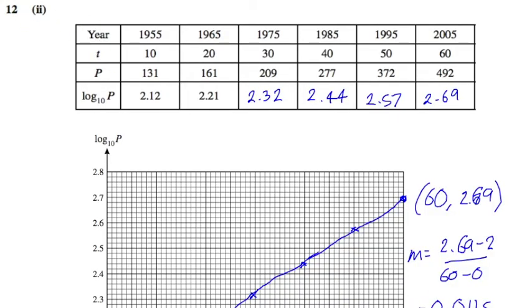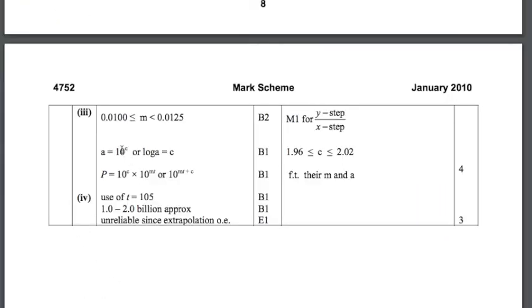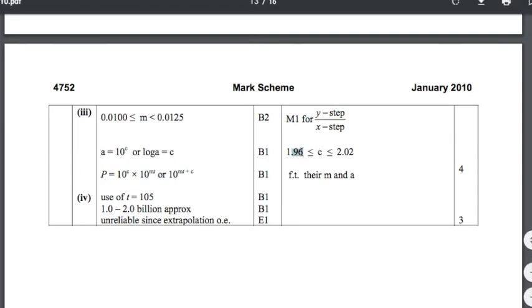So what do they want? They allow a value of c anything from 1.96 up to 2.02, so we're all right there, and a value of m anything from 0.01 up to 0.0125, so we're okay there. So 2 marks for that, 1 mark for log a equals c and finding a, and 1 mark for writing it out as an equation.